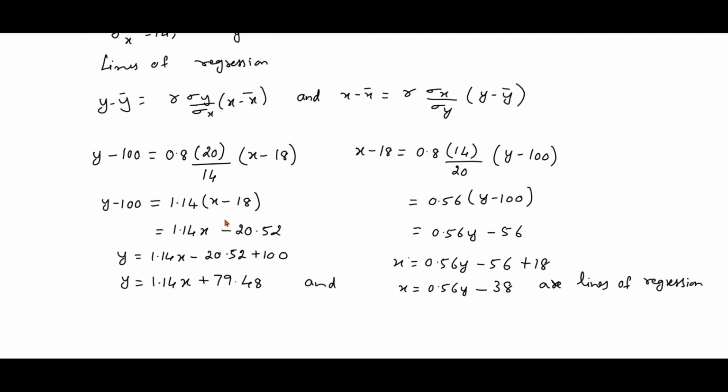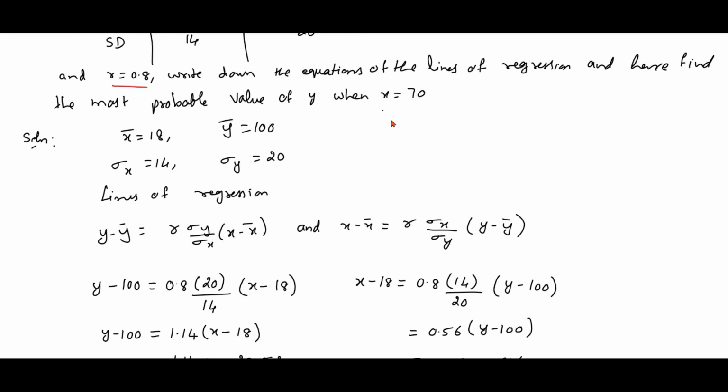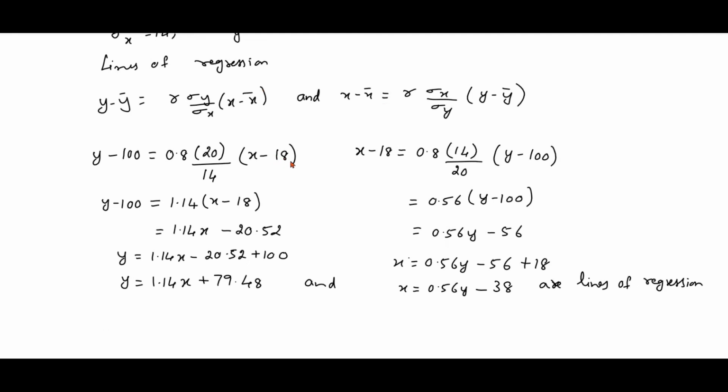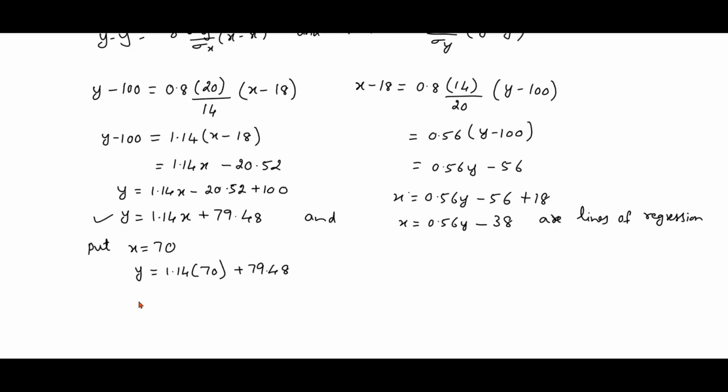Further, it is given in the question that when the value of X is equal to 70, you need to find out the value of Y. So let us put x as 70 and find the value of y. To find y, you have to take this equation. Put x equal to 70 in this equation. You will get the value of y to be equal to 1.14 times 70 plus 79.48. Simplify that, and the Y value will become 159.28. That will be the solution.